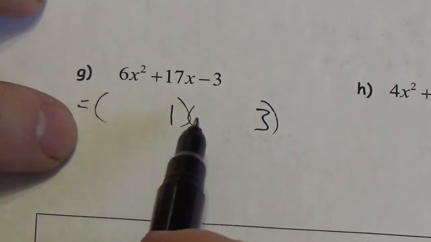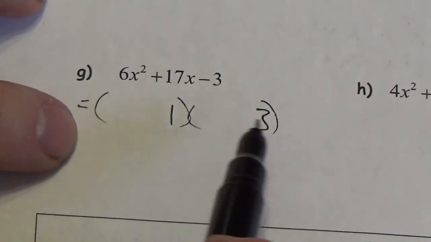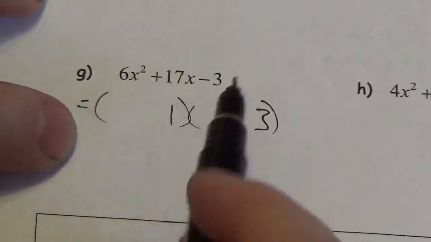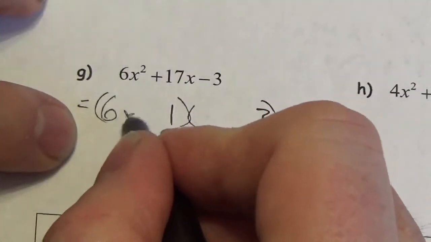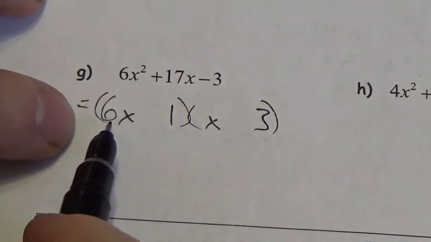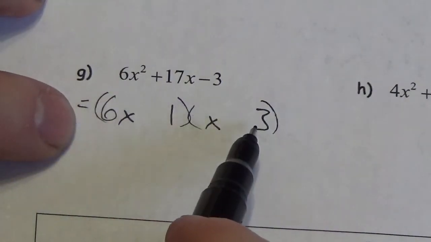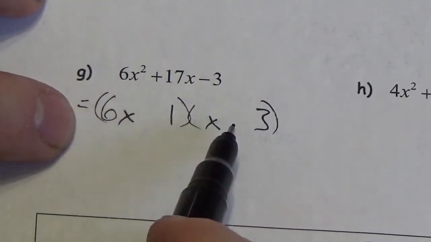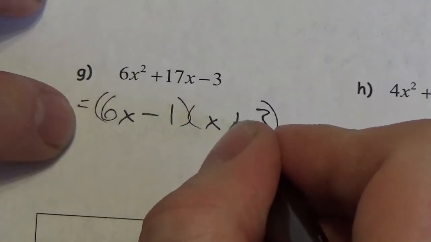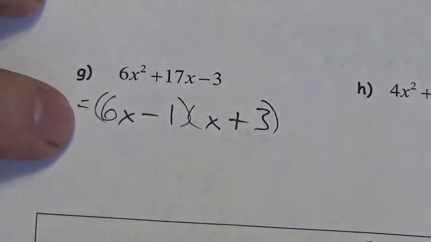Okay, and again, I can't put the 6 here because that would give me a common factor of 3 here that doesn't exist in the question. So if I do it, it's got to be 6 and 1. And this is actually going to work here because 6 times 3 is going to be 18. And if I subtract that 1, that's going to give me the 17 in the middle.